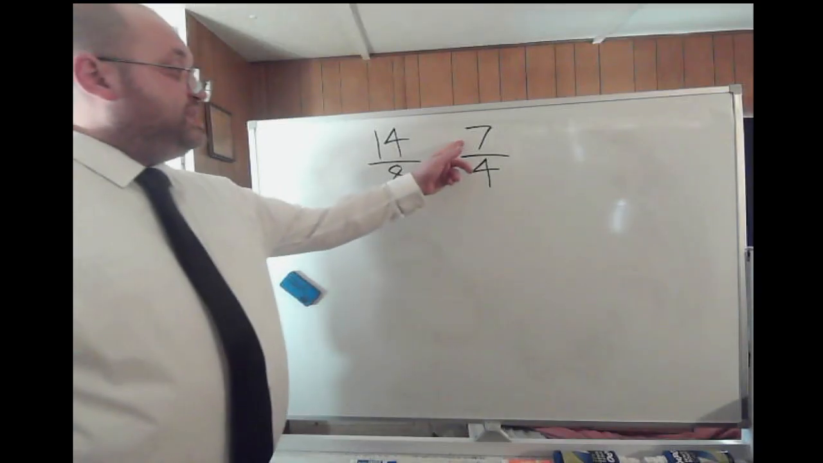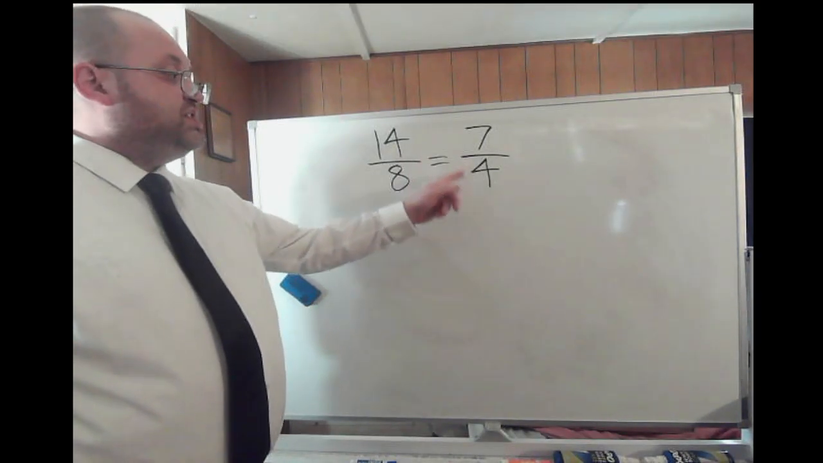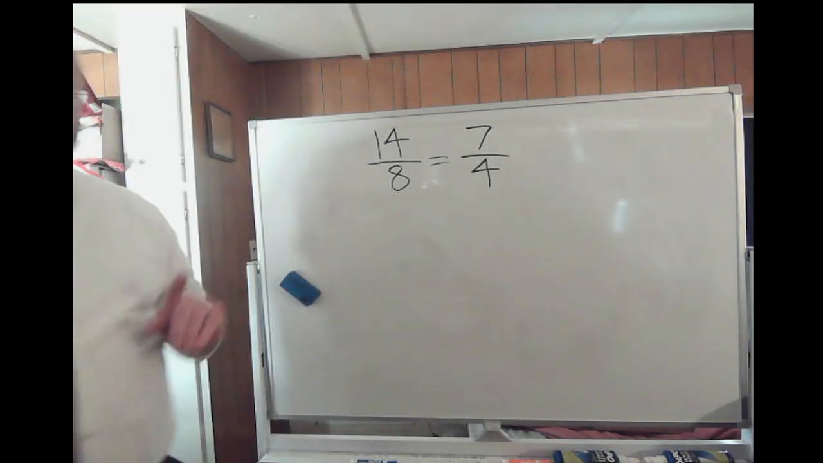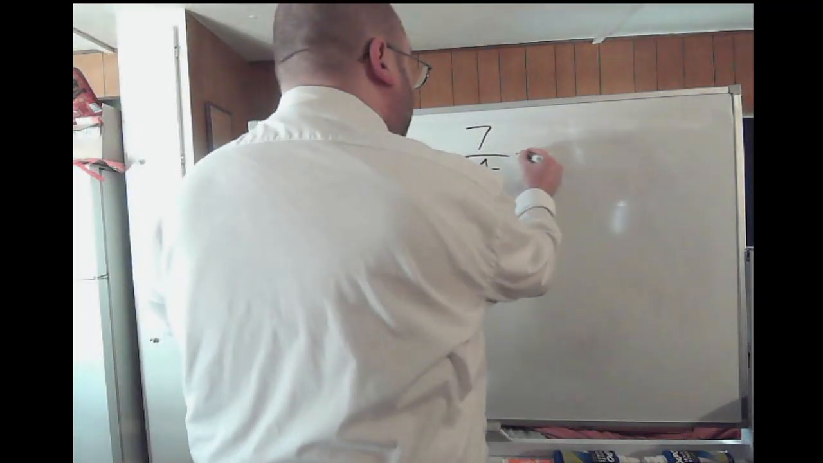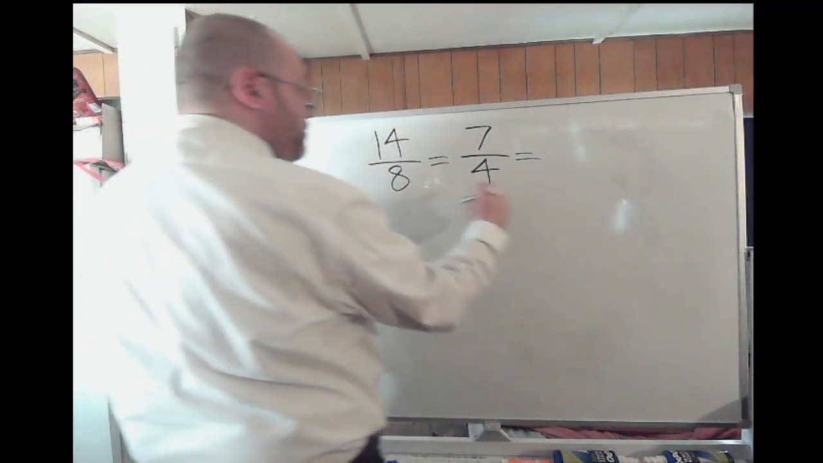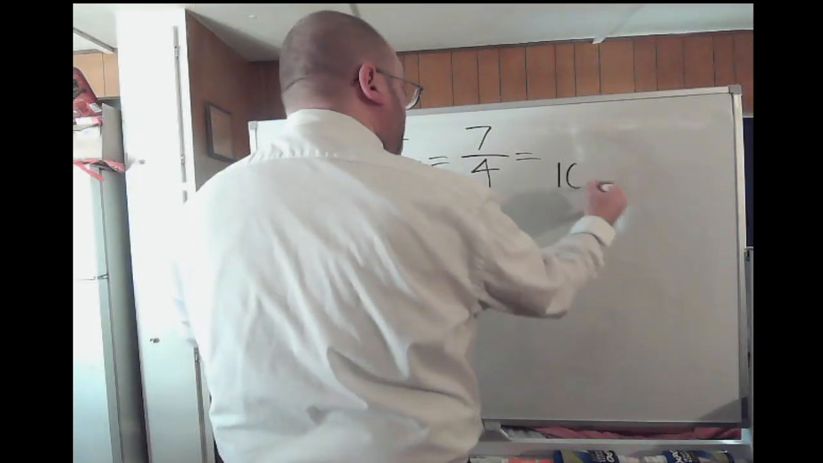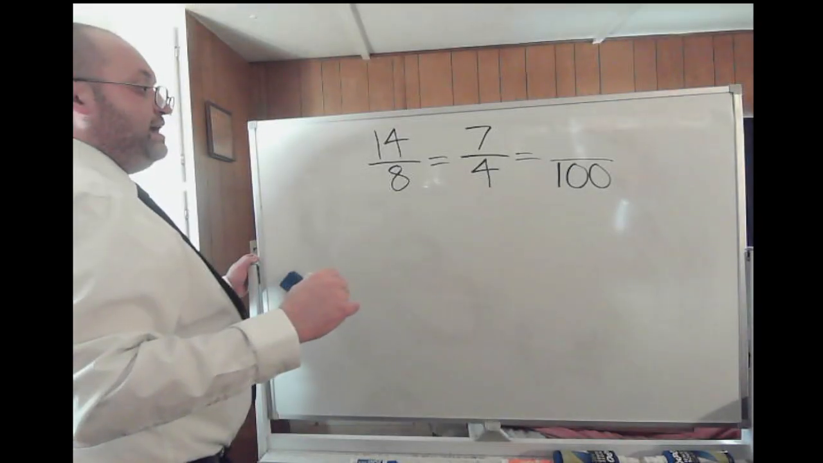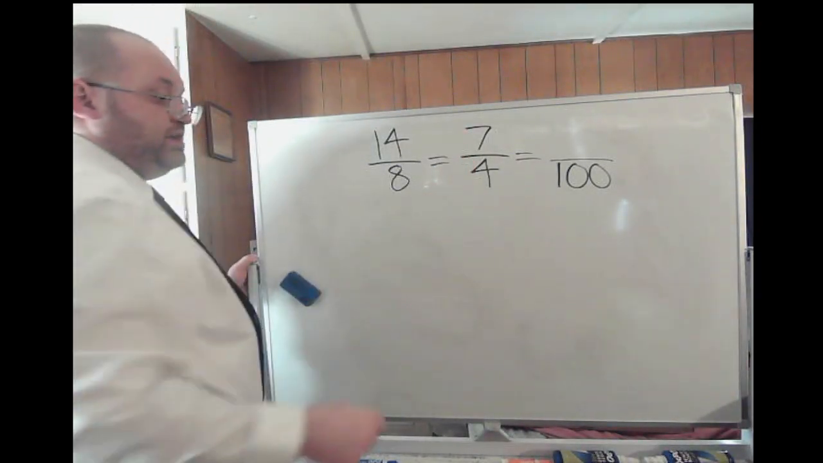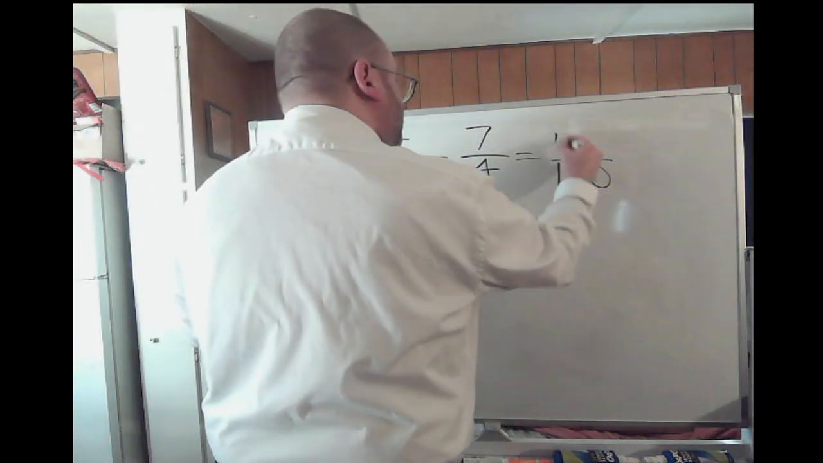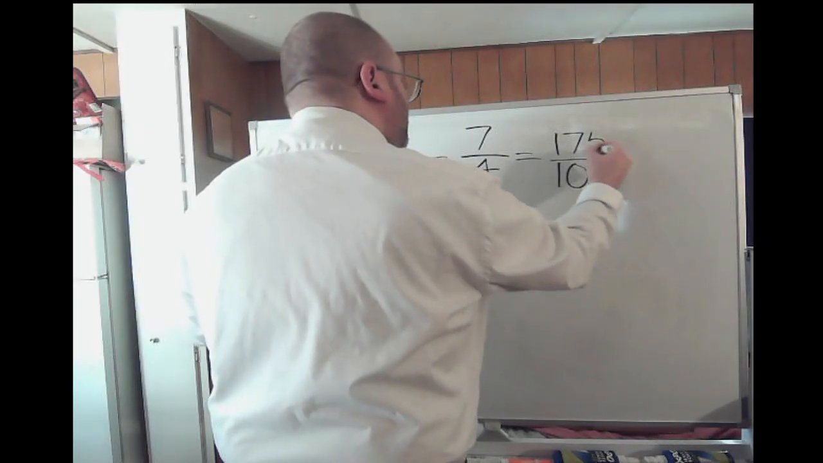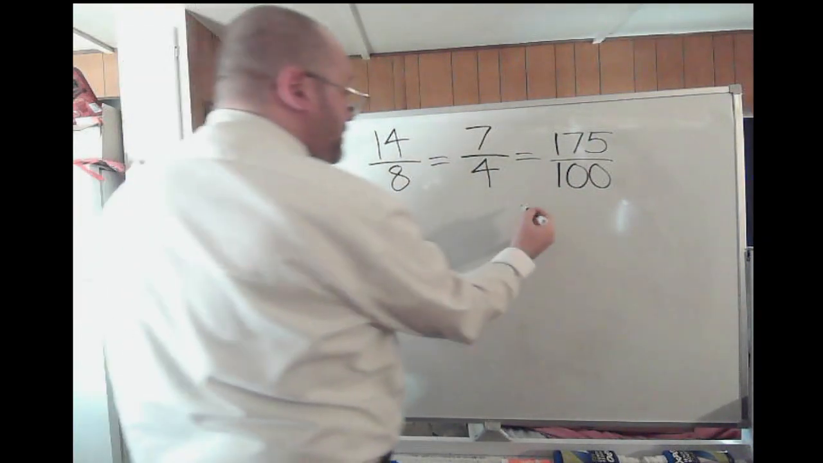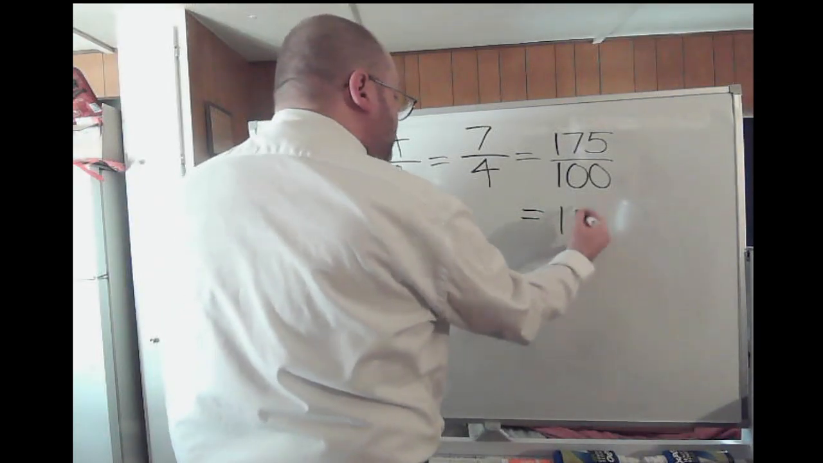We've reduced this now to a fraction in simplest form that has a denominator of 4. We know if we multiply 4 by 25, we can get a denominator of 100. So 4 times 25, well, that's 100, which means we're going to have to multiply that 7 by 25. That's going to give us 175. Well, all of a sudden we got a percent now because we have 175 out of 100. If it's out of 100, that means it's a percent.